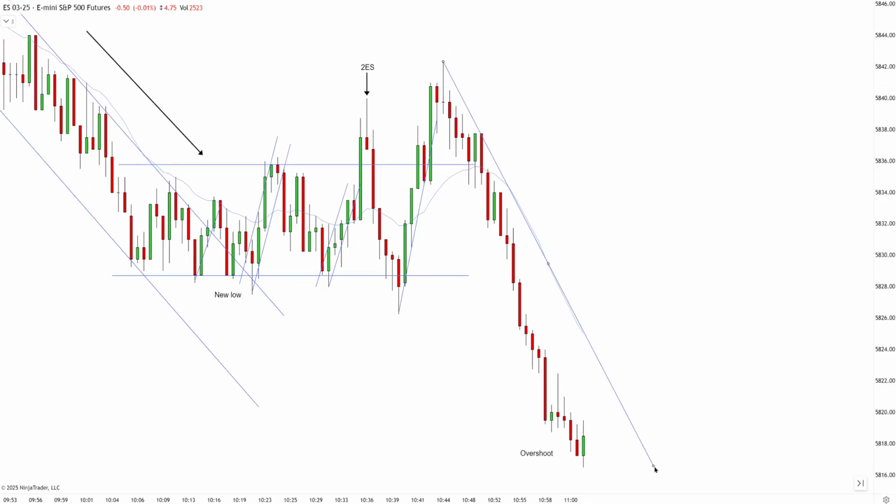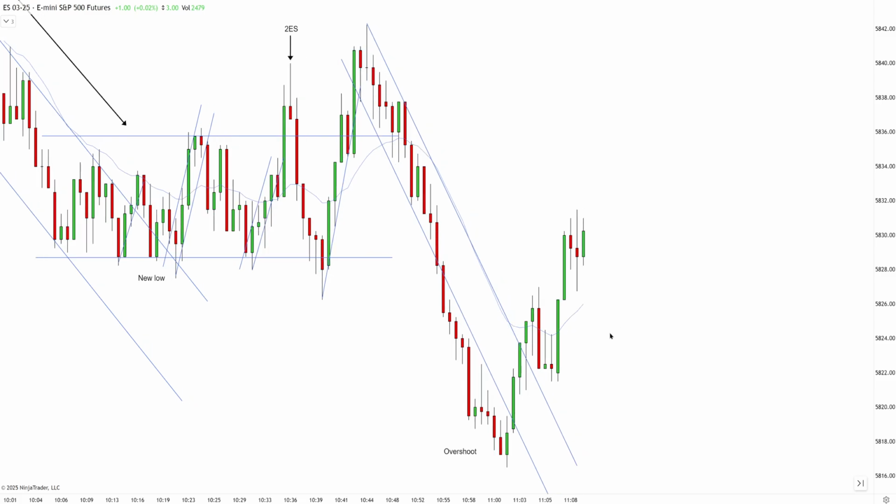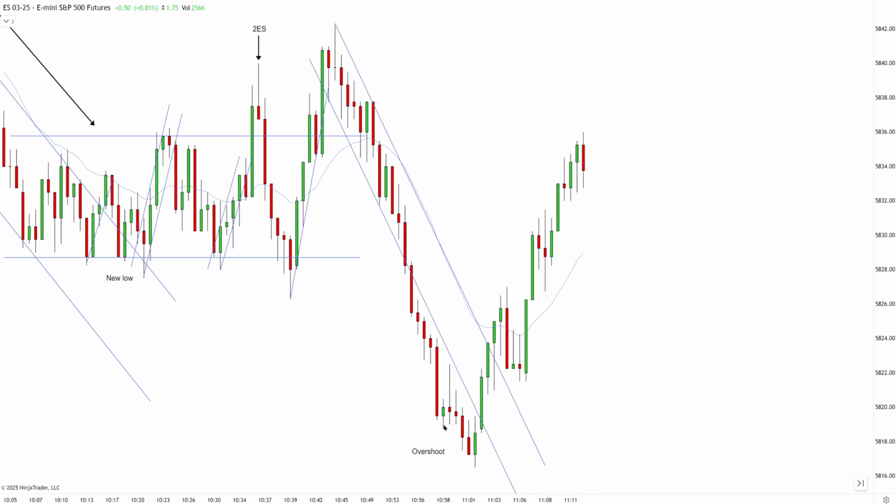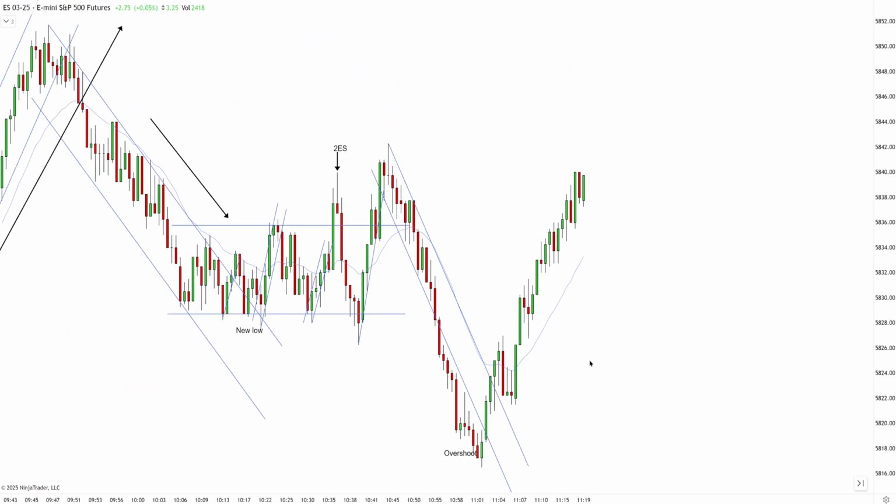We draw the downtrend like this. Another overshoot. Initially I was expecting a second entry short to test the new low. There's only a first entry short. Because we reverse up like this, I'm not even going to think about selling anymore. There was an overshoot. The market reversed all the way back up.